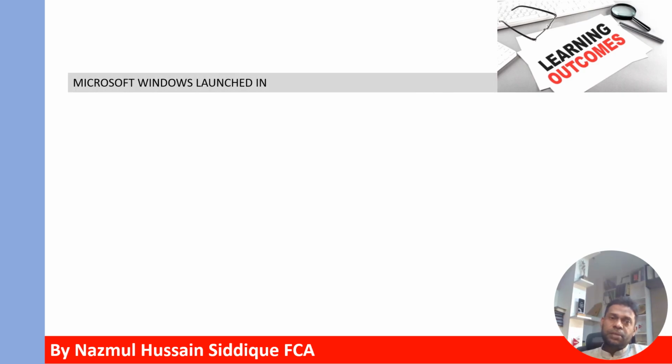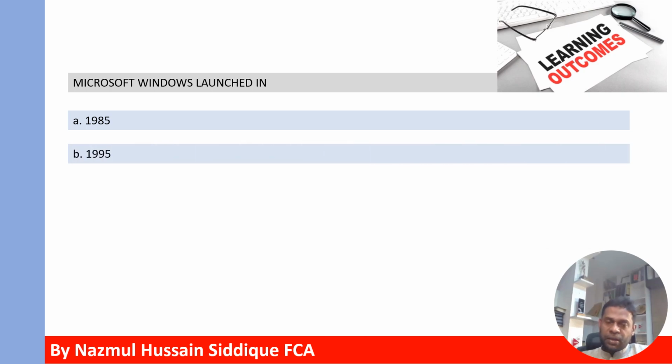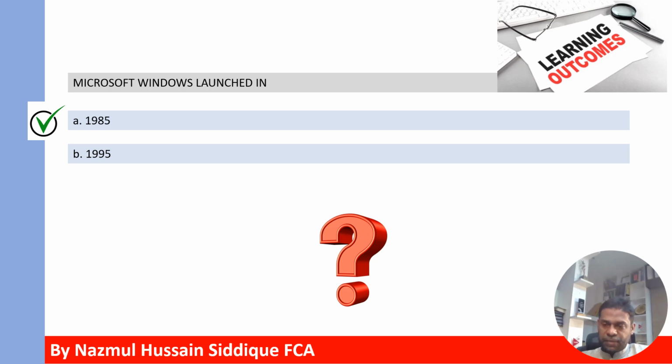Next, Microsoft Windows launched in 1985 or 1995. Which one is correct answer? Microsoft Windows launched in 1985.